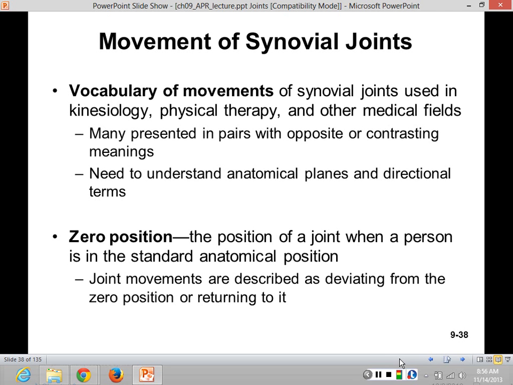Hyperextension. Is that picture in your textbook? What page? Where? Which page? Okay, good. Kelsey, do extension of your wrist.